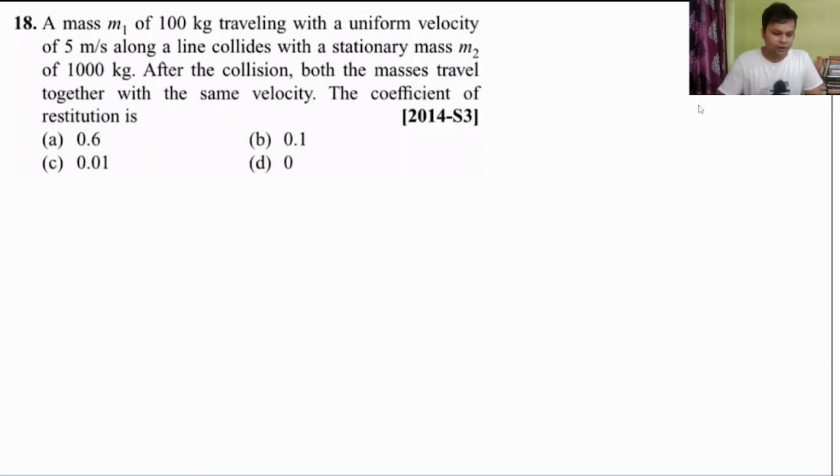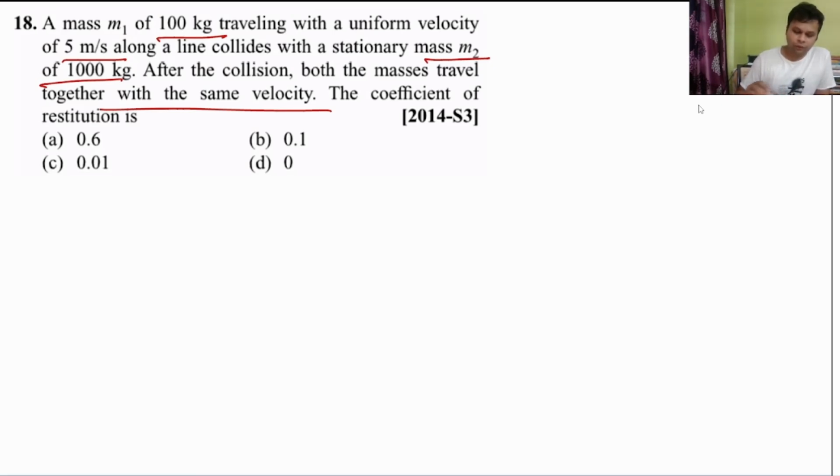A mass M1 of 100 kg traveling with a uniform velocity of 5 meter per second collides with a stationary mass M2 of 1000 kg. After the collision, both the masses travel with the same velocity. The coefficient of restitution is, okay, a very simple question. If you know the basics, this is an easy question.